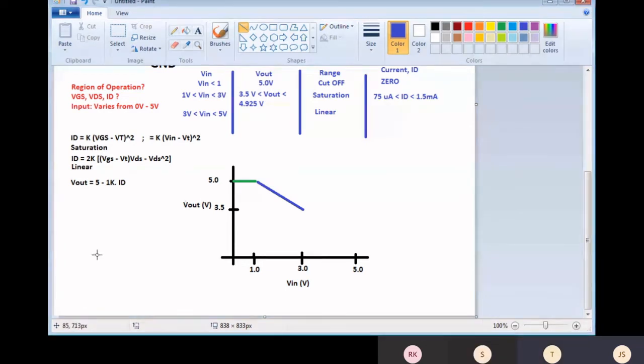Okay, V naught. The equation is V naught equal to 5 minus 2k into (VGS minus VT) into V naught minus V naught square. Okay, correct. From there we have to put in these VGS values and calculate V naught.